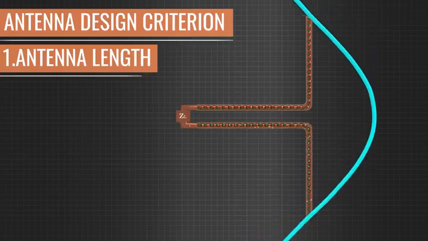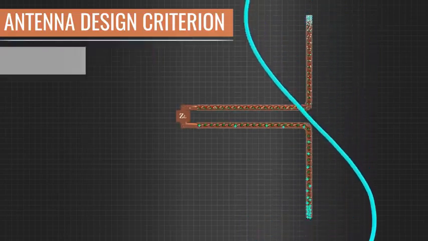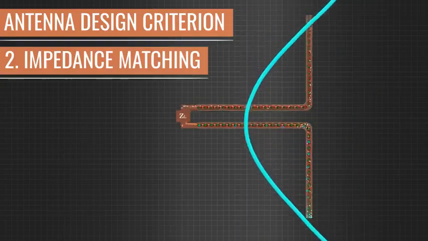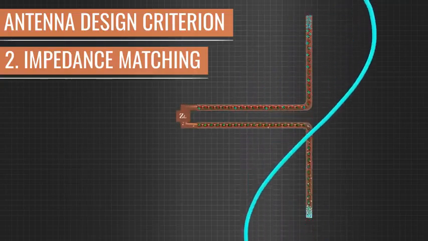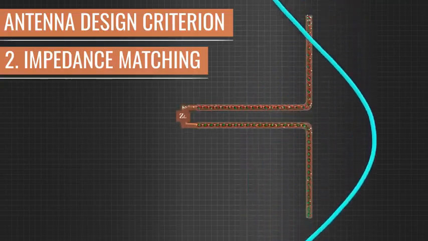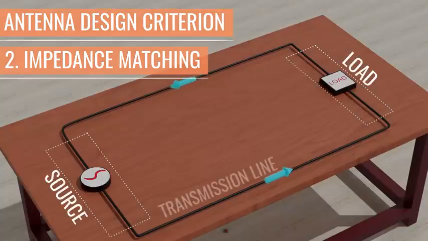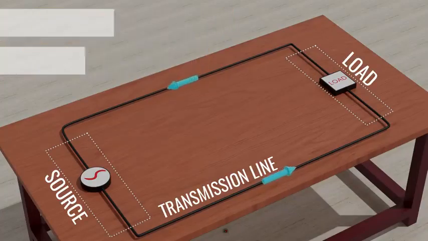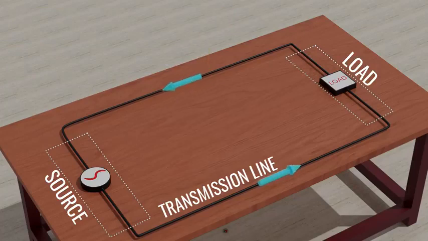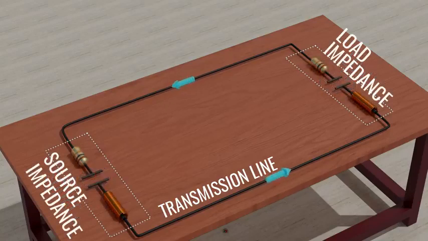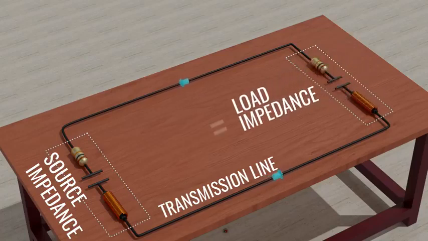The second most important design criterion is a term called impedance matching. Perfect impedance matching will make sure that the waves are radiated in the most efficient way. When an alternating current passes through a circuit, it faces opposition from the combined effects of resistance, inductance, and capacitance. This combined effect is known as impedance. According to the maximum power transfer theorem, to transfer the maximum amount of power, the load impedance should match with the source impedance.